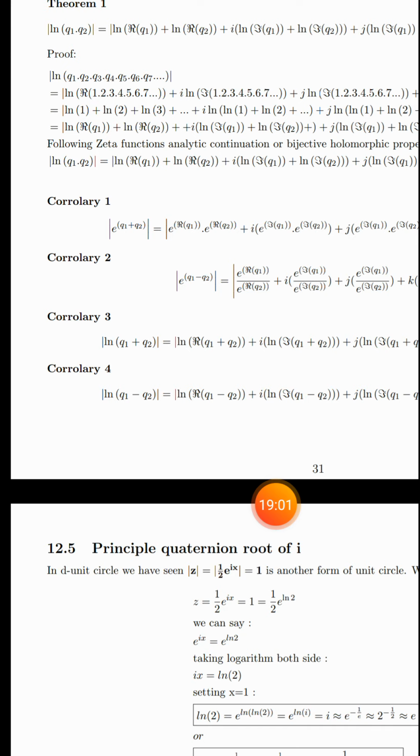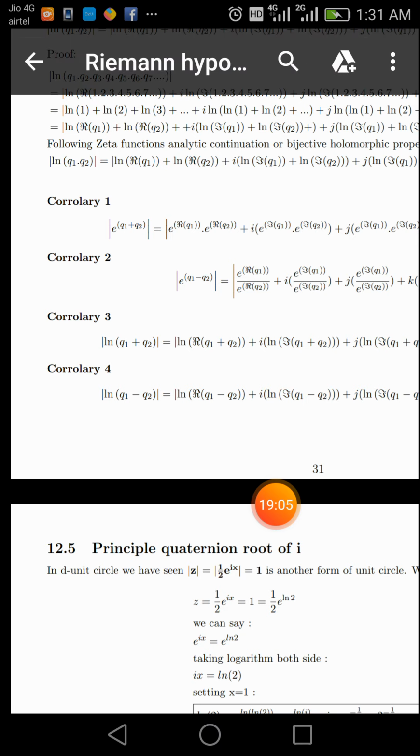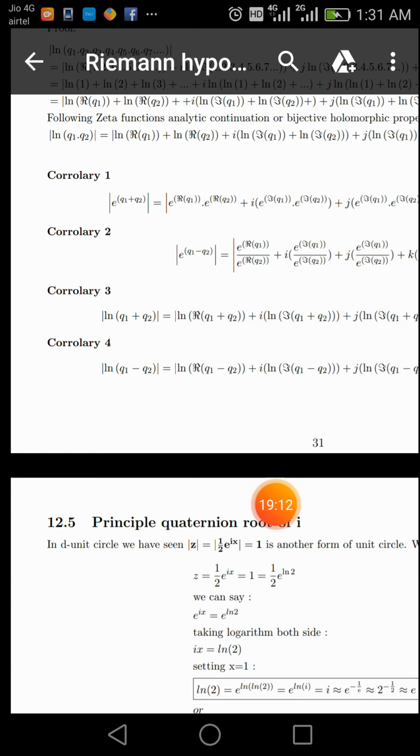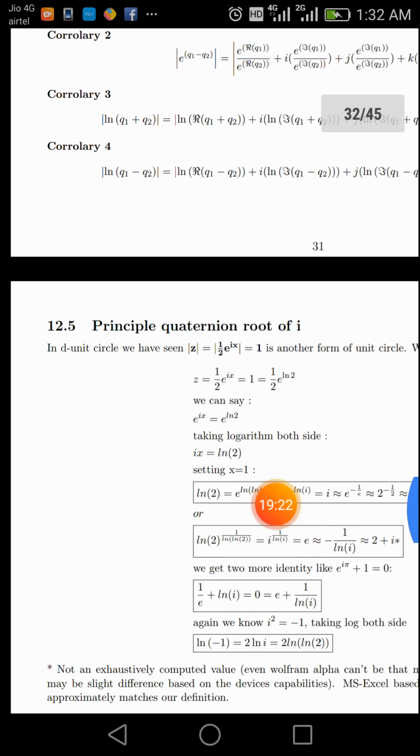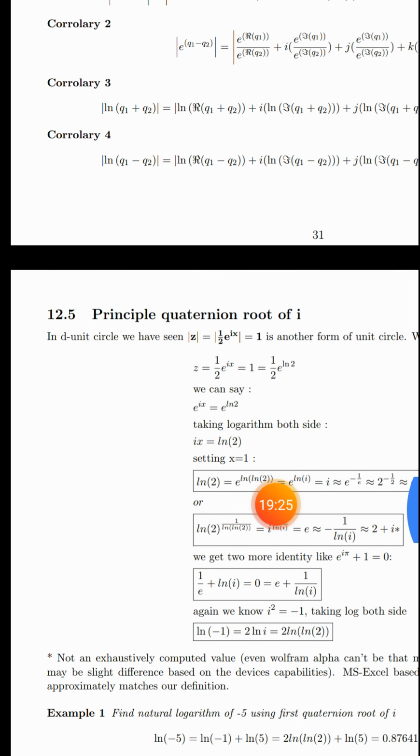No, here. Okay, I'll look after this. Yeah, it should work in addition also, addition and subtraction, both the cases.